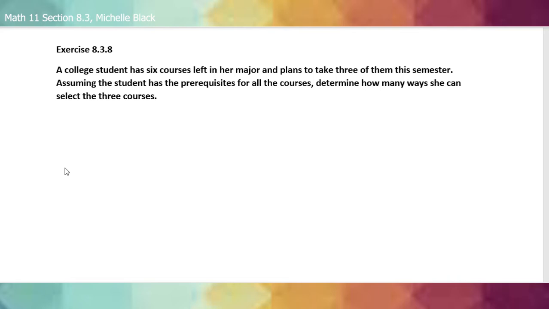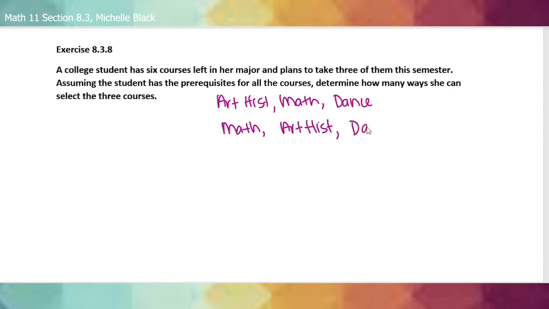Okay, if the student has 6 courses to choose from and she wants to take 3 of them, the order doesn't matter. For example, if you take art history and math and dance out of the 6 you had to pick from, it's the same as if you took math and then art history and then dance, right? It doesn't really matter which one you take first during the day or during the week. It just matters that you took those 3 particular classes during the semester. So this is a combination problem, not a permutation problem. So since it's a combination, we're doing a combination of 6 classes taken 3 at a time.